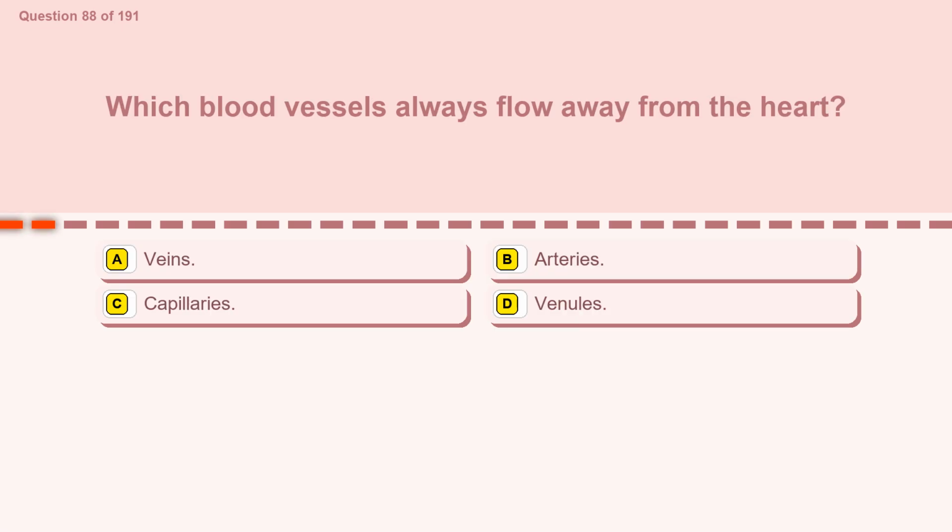Question 88. Which blood vessels always flow away from the heart? Option A, veins. Option B, arteries. Option C, capillaries. Option D, venules.